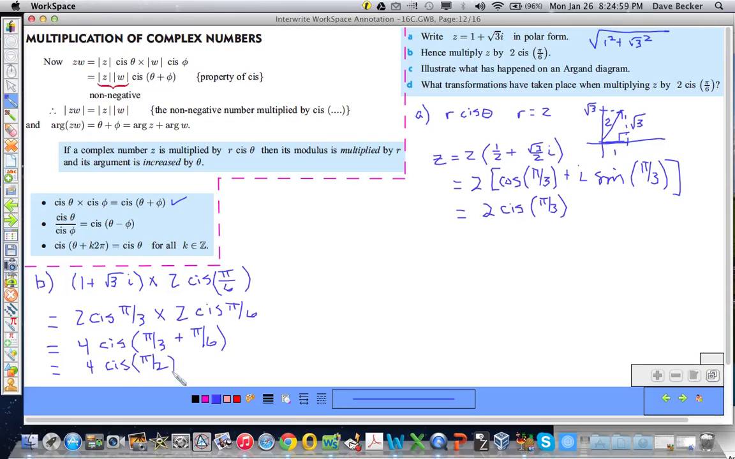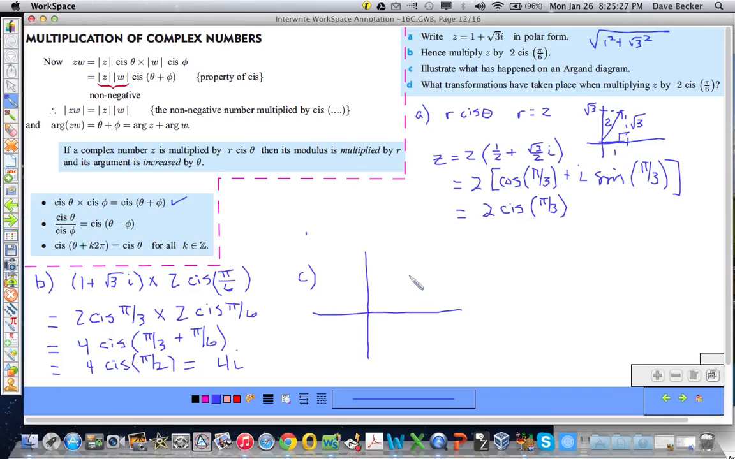And again, if you know your unit circle, this is very simple. 4 cis pi over 2, cosine pi over 2 plus i sine pi over 2, is equal to 4 times 0 plus 1i, or simply 4i. And what has happened on an Argand diagram? Why did I say Venn? I don't know.